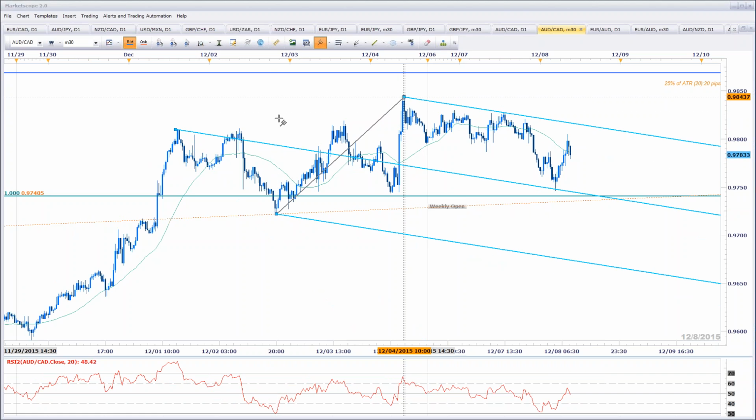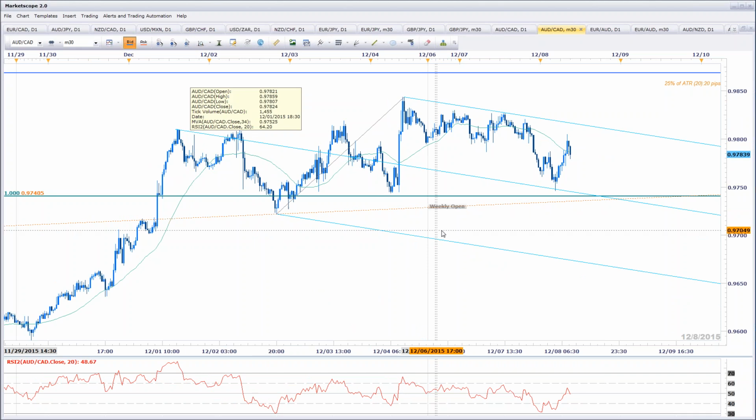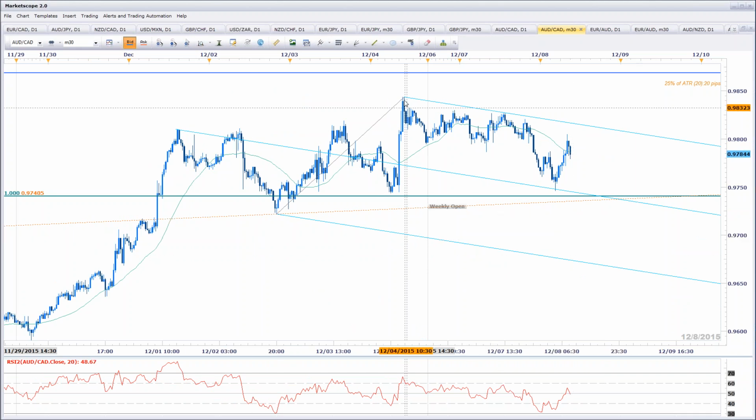That might work. So this pitchfork, which I just eyed out, looks like it caught the highs and caught the median line.